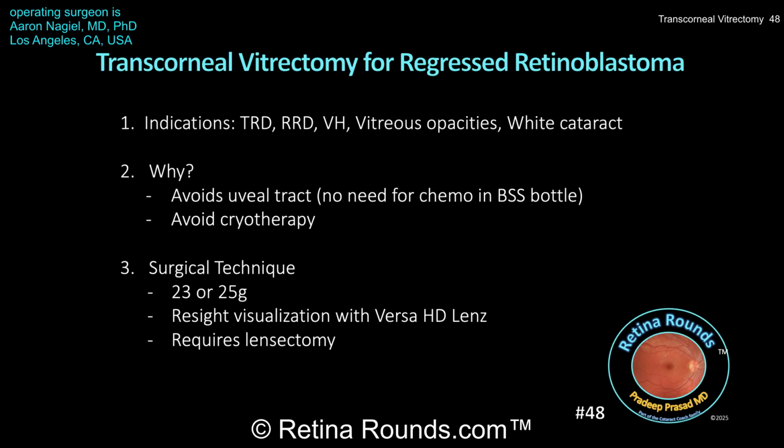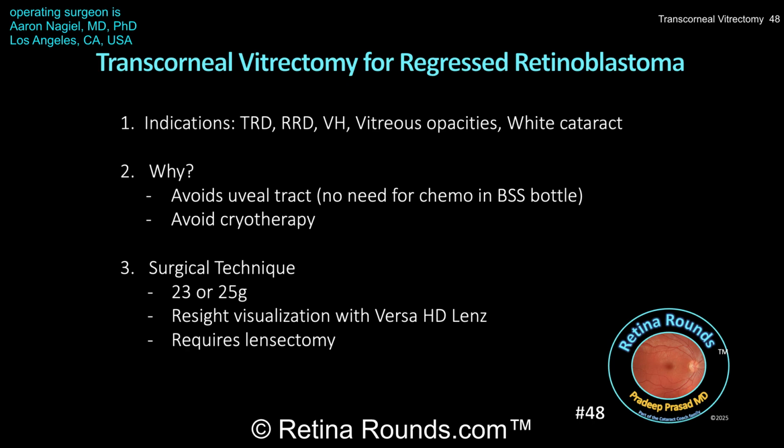Here are some points of discussion with respect to transcorneal vitrectomy in patients with regressed retinoblastoma. Now, there are increasing globe salvage rates in eyes with regressed retinoblastoma, and this has resulted in a number of indications for performing vitreoretinal surgery. These can include tractional retinal detachment, rhegmatogenous retinal detachment, vitreous hemorrhage, vitreous opacities, and/or white cataract. In this particular case, Dr. Nagiel demonstrates the use of a transcorneal approach for the management of a rhegmatogenous retinal detachment.